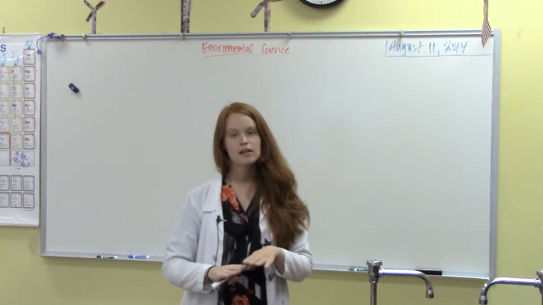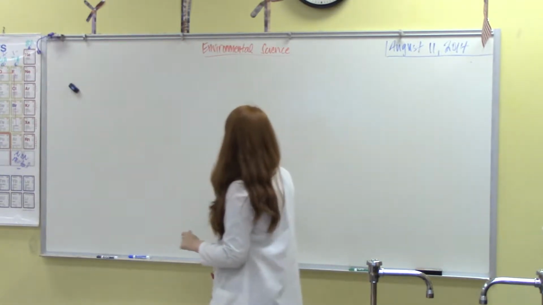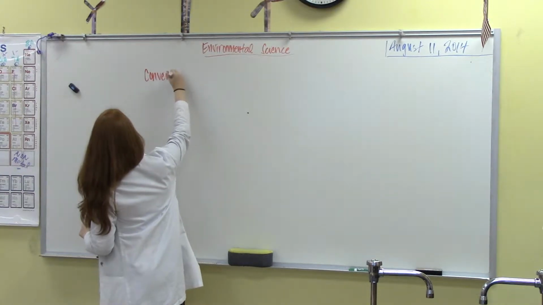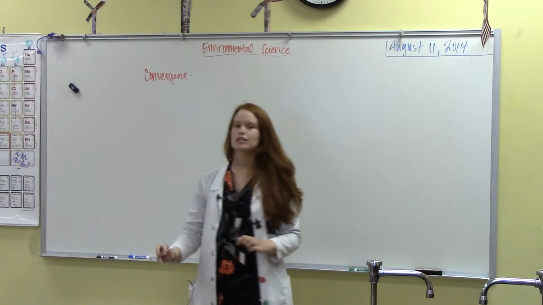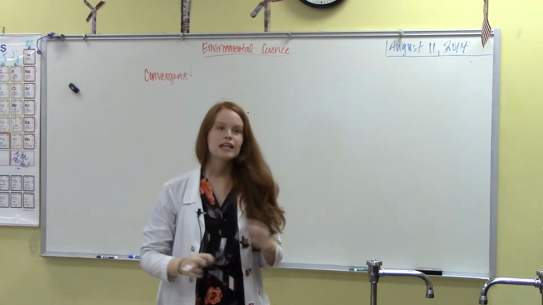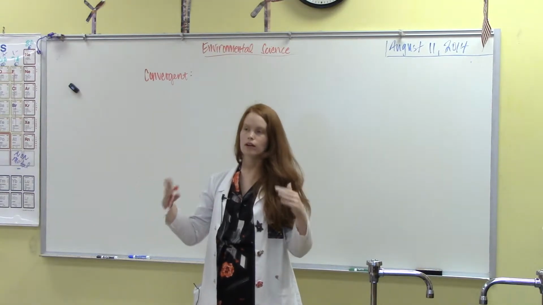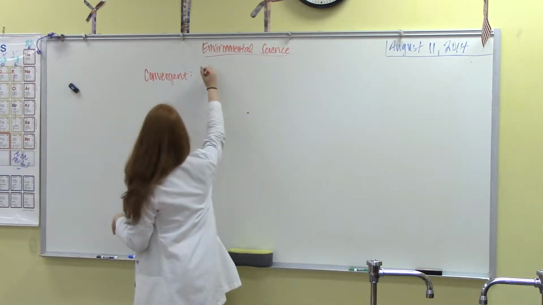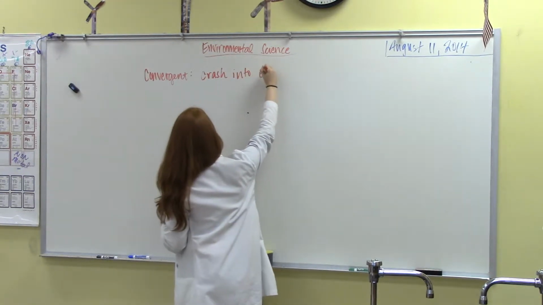But what I really want you guys to know is about the different boundaries for the plate tectonics. Now, there are three different types of boundaries. The first type of boundary is called convergent. Convergent is really important because this is where two or more tectonic plates come together. I'm going to say that they crash into each other.